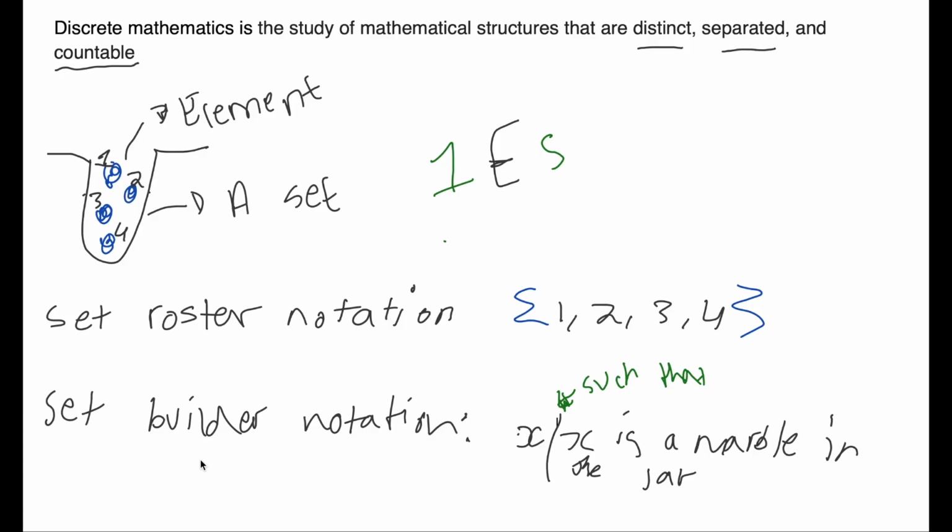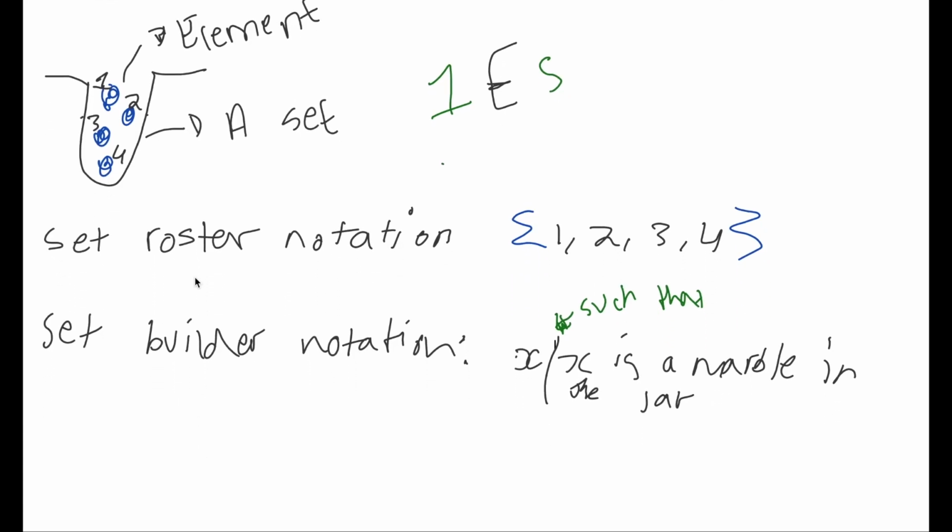Okay, so now that we talked about the set roster notation and the set builder notation, let's talk about variables. So where do variables like x and y come in? In discrete mathematics, a variable is a symbol that acts as a placeholder for any element in our set. Imagine reaching into a jar to pick out a marble. So, imagine this is a hand. It's a horrible drawing, but it's a hand.